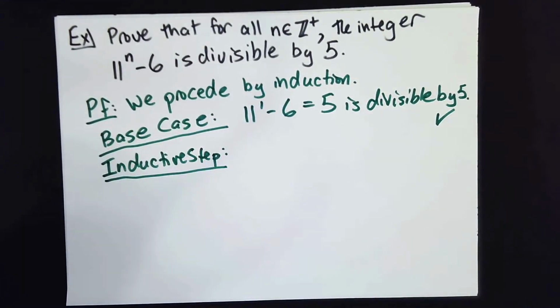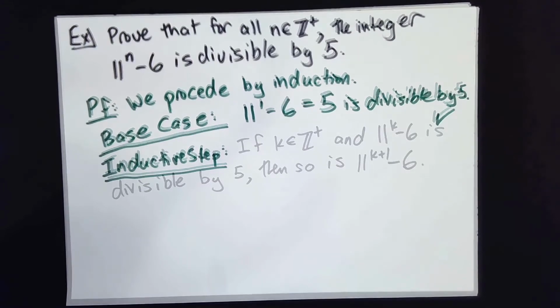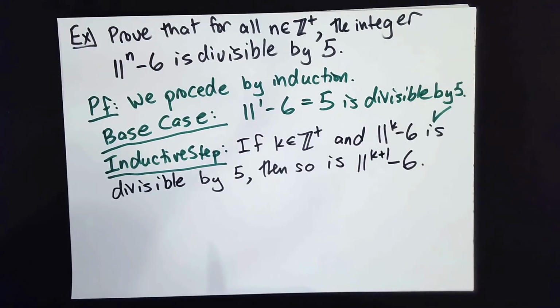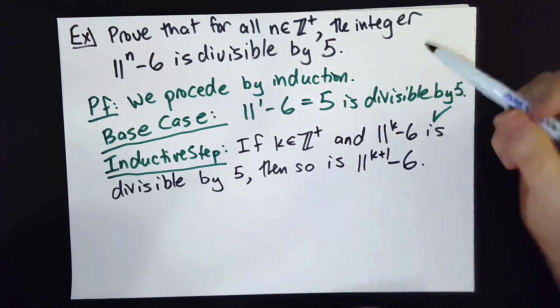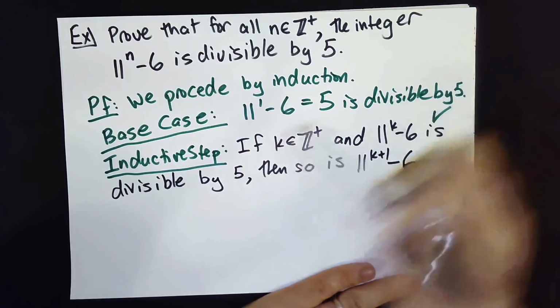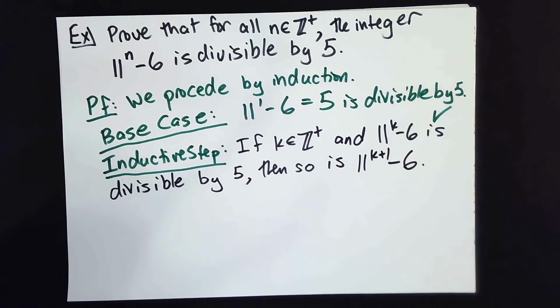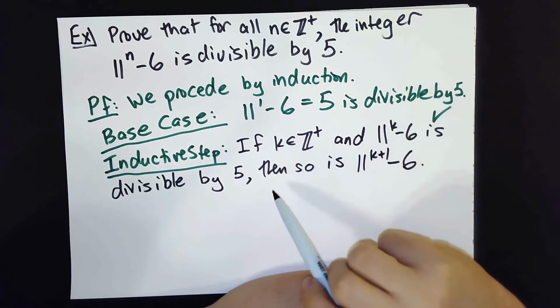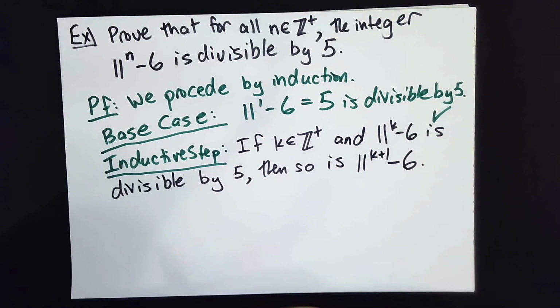And so here would be an excellent place for you to pause the video and practice. Write down what the inductive step is supposed to say in this case. Okay, so here's our inductive step. If I start with a positive integer k, and it happens that 11 to the k minus 6 is divisible by 5, who knows, maybe it'll happen, maybe it won't, then so is 11 to the k plus 1 minus 6.